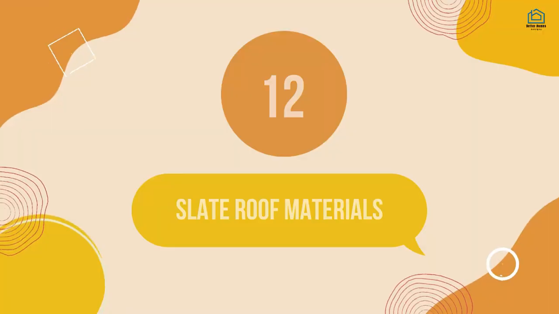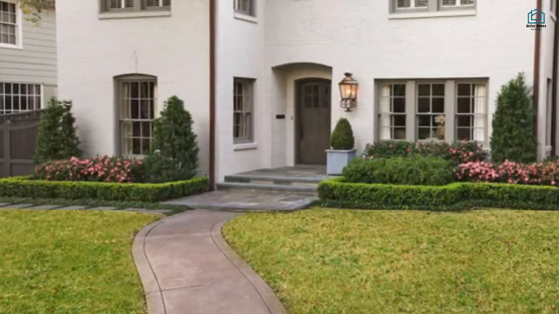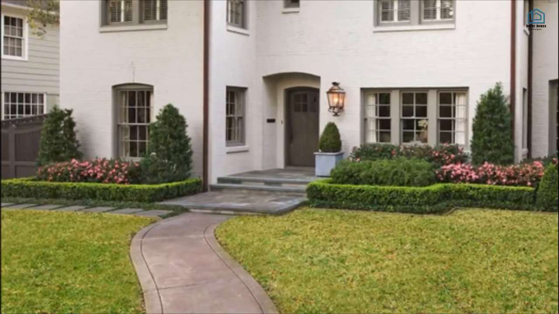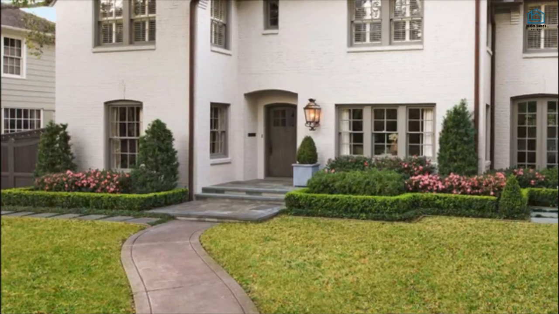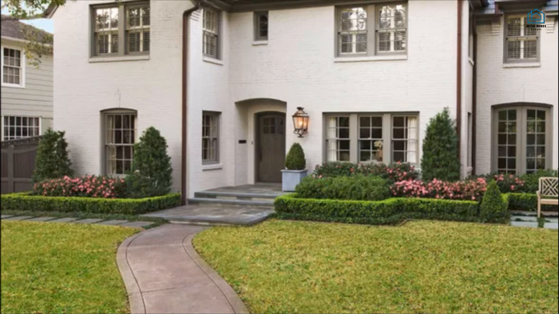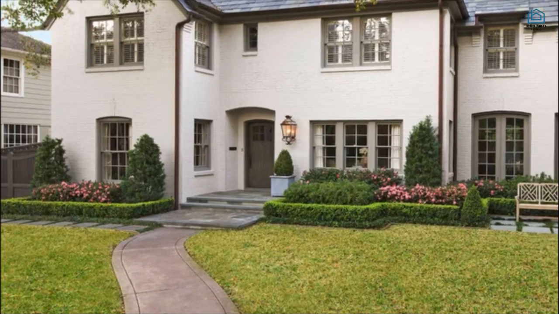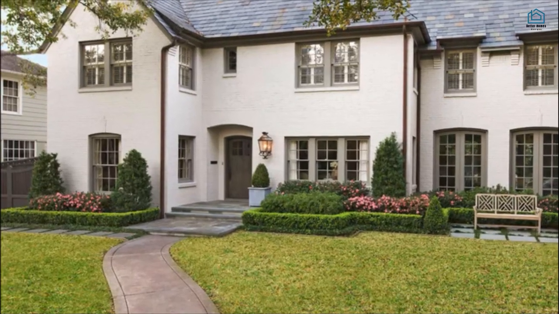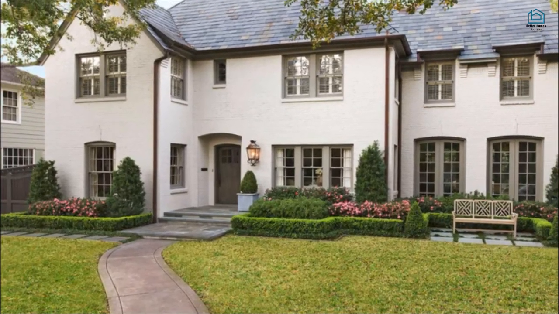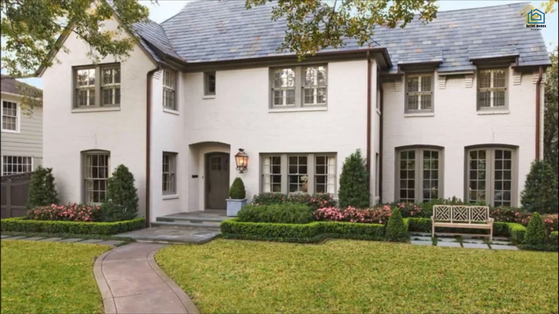12. Slate roof materials. Slate is an elegant and appealing roofing material suitable for various home styles. However, it can be pricey to install and maintain. For those appreciating slate's appearance but not the cost, composite materials made from slate and resins are more affordable, offering the natural look of slate with simpler installation and upkeep.